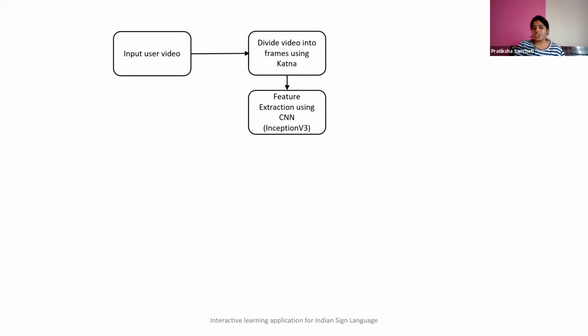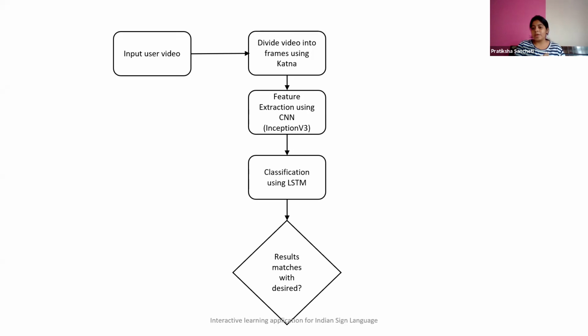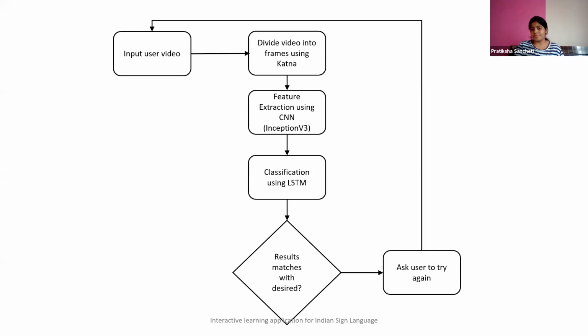Once the frames are extracted, these frames are given as input to the feature extraction model. We are doing feature extraction using the Inception V3 model, where 48 layers of convolution are used. After the feature extraction, we are doing the classification using LSTM. The LSTM model will give the results based on the input video. If the results do not match the desired sign, the application will ask the user to try again. And if the results match, the application will show a success award and accordingly the progress will be updated.